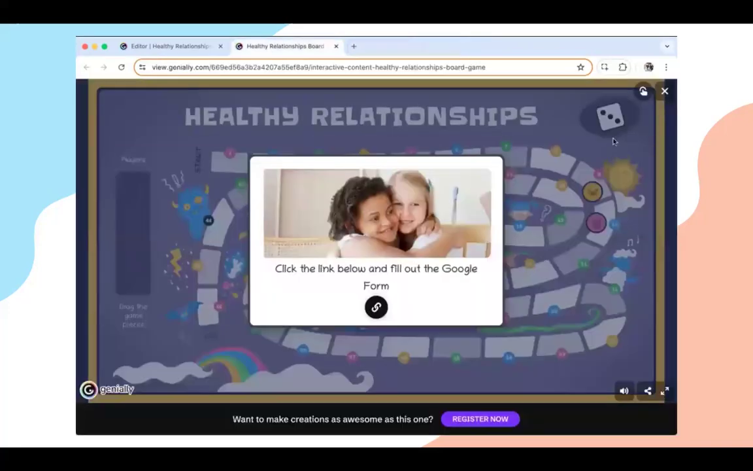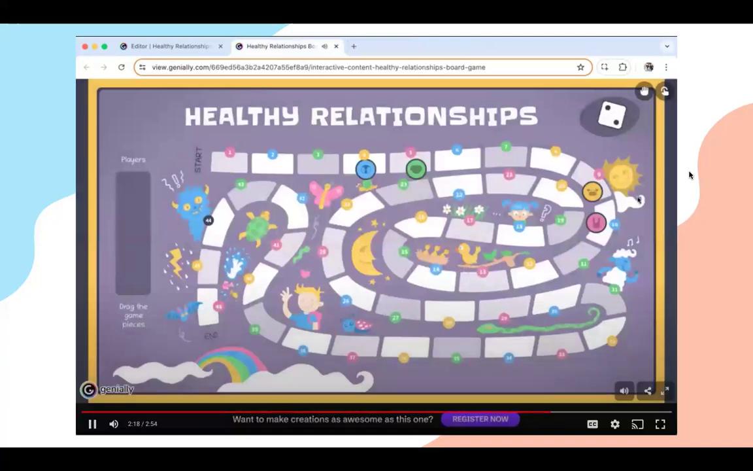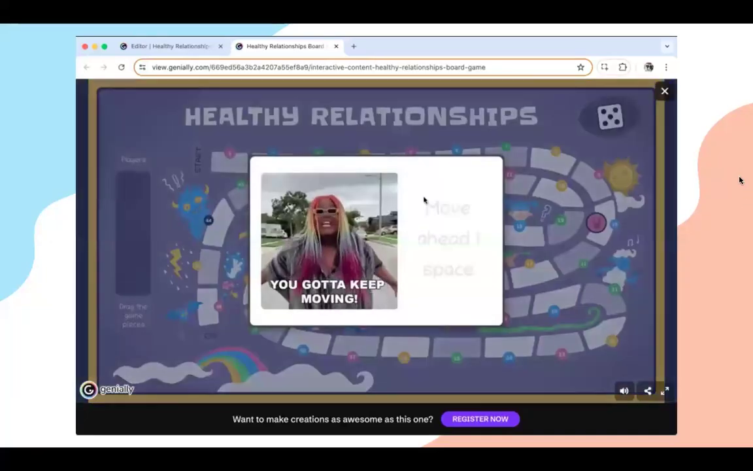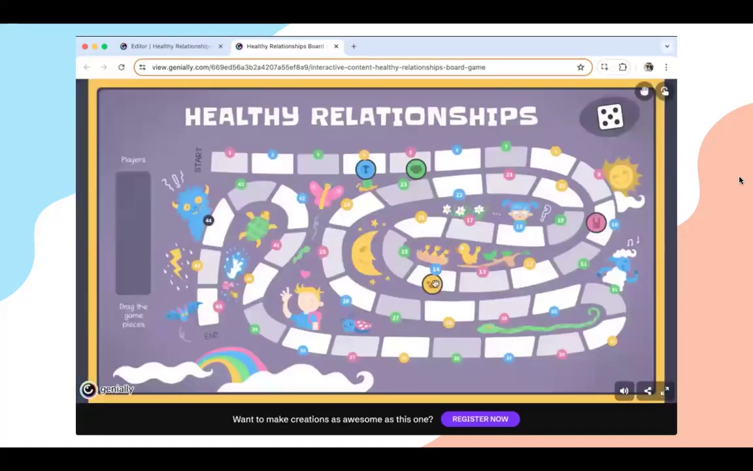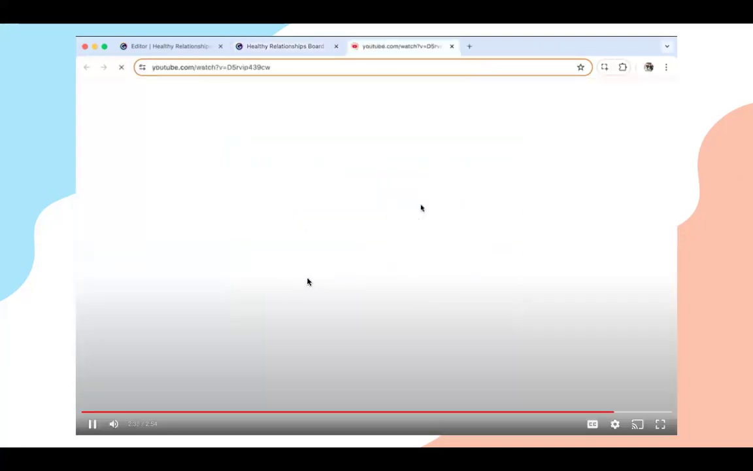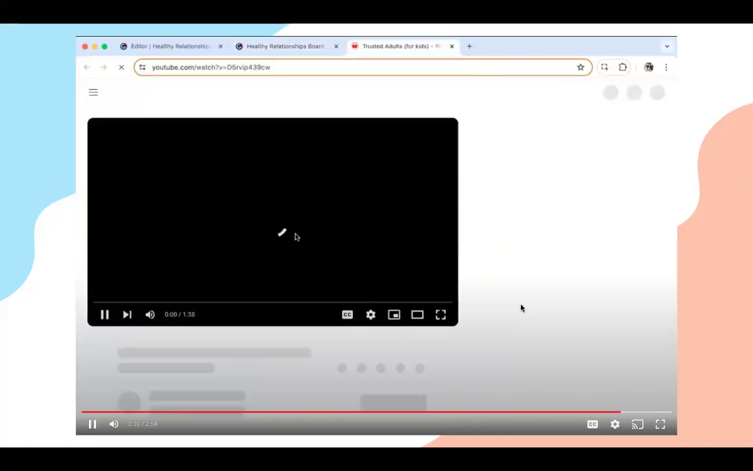And then roll again. Move 2 spaces, or move 5 spaces. And then move 1. And then this question has a video they need to watch. They'll watch the video.